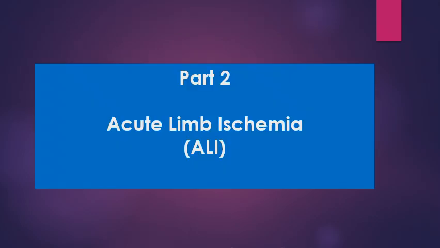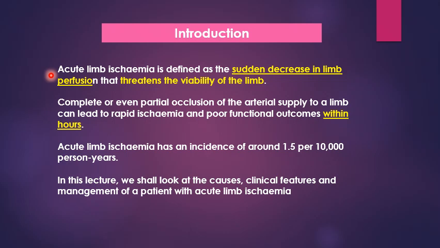Okay, now we come to the second part of this talk on peripheral artery disease, PAD, which is acute limb ischemia, ALI. What is acute limb ischemia? Acute limb ischemia is defined as the sudden decrease in limb perfusion that threatens the viability of the limb.